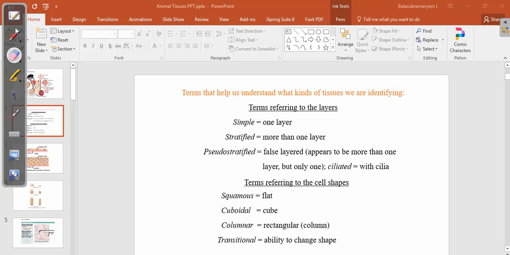And next I can see the terms referring to the cell shapes. Squamous refers to flat, cuboidal refers to cube, columnar to rectangular columns, and transitional cells are able to change shape, having a more elastic nature. Let us try to understand each one.